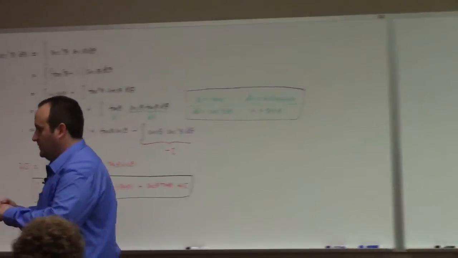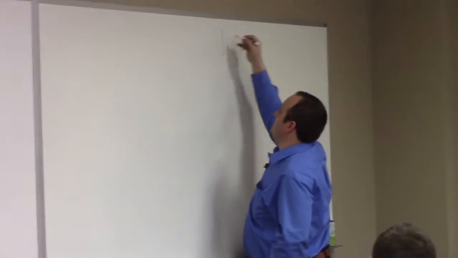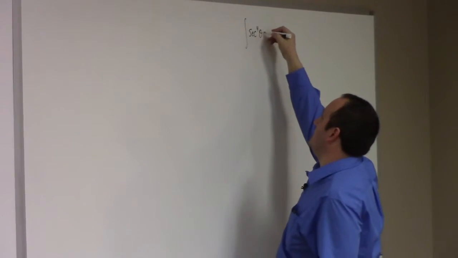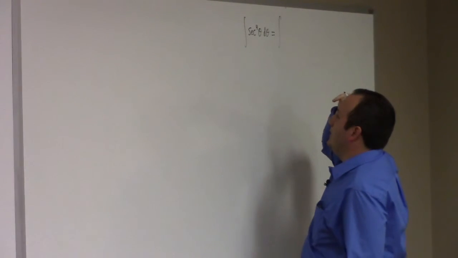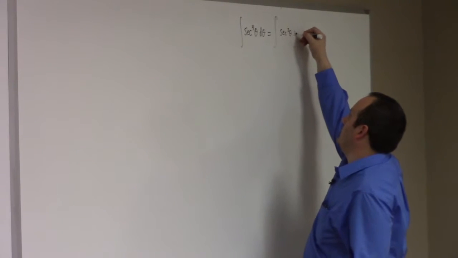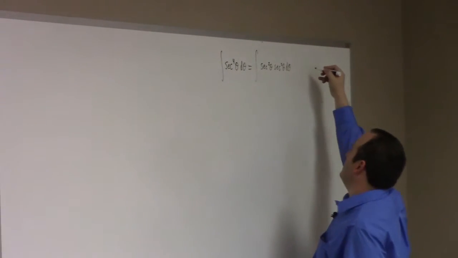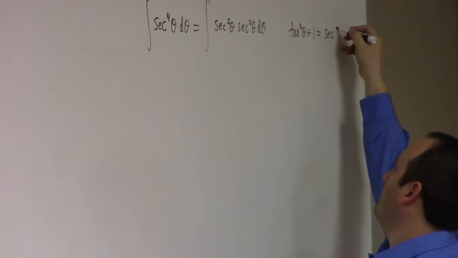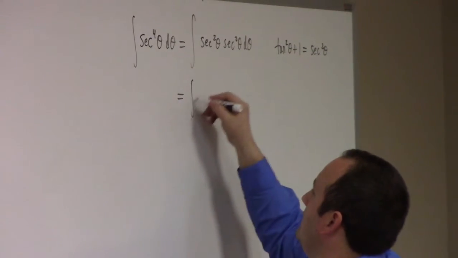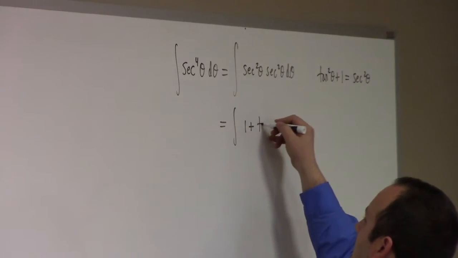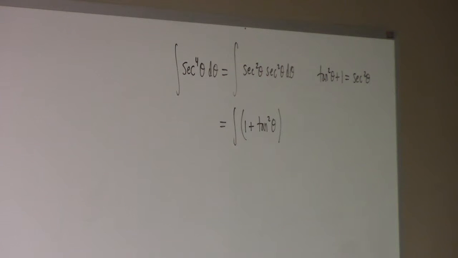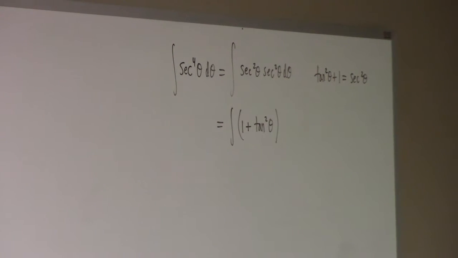Let me just remind you of a couple of easier things. First of all, integrals of even powers of secant are easier. So if I look at the integral of secant to the fourth theta d theta, I can do this as secant squared theta times secant squared theta d theta, right? But tangent squared plus 1 is what? It's secant squared theta. So this is the integral of (1 plus tangent squared theta) times secant squared theta d theta.